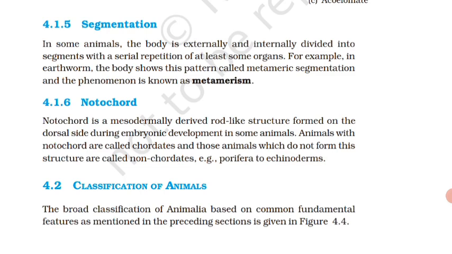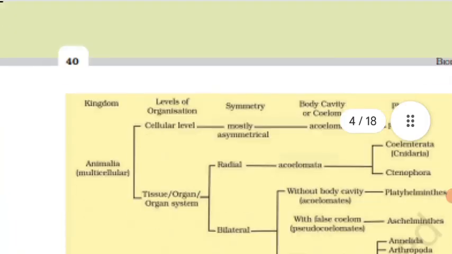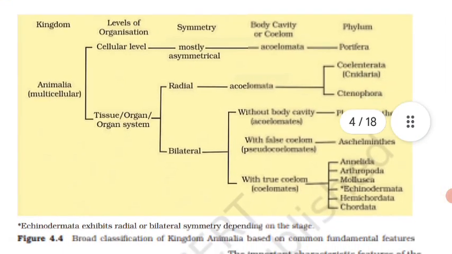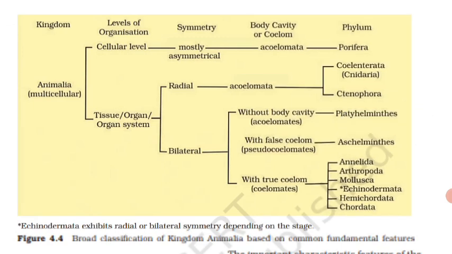So I am reading the table 4.4, in which the Animalia are multicellular. Cellular level of organization, asymmetry, and acoelomate body cavity or coelom: the phylum Porifera possesses this characteristic. Tissue and organ system, radial symmetry and acoelomate are in the Coelenterata and Ctenophora phyla, and the Platyhelminths are without body cavity, that is acoelomate, bilaterally symmetrical, and have tissue level organ system.